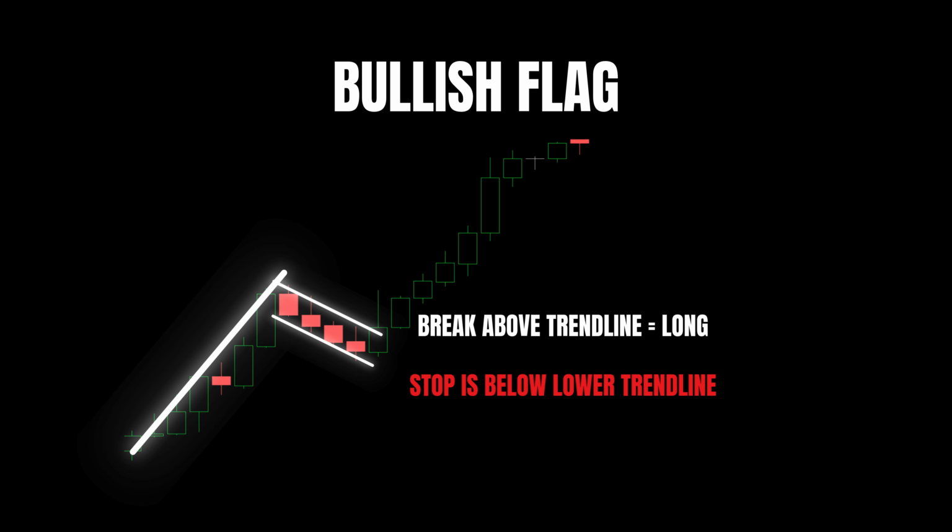Now let's cover setting up an entry and a stop on the two momentum candlestick patterns that we learned. First up is the bullish flag, looking for a momentum move to the upside. Once I get a candle break above the upper trend line, that is my trigger to go long. A stop would be a candle below the lower trend line, again giving me defined risk with a tight stop.